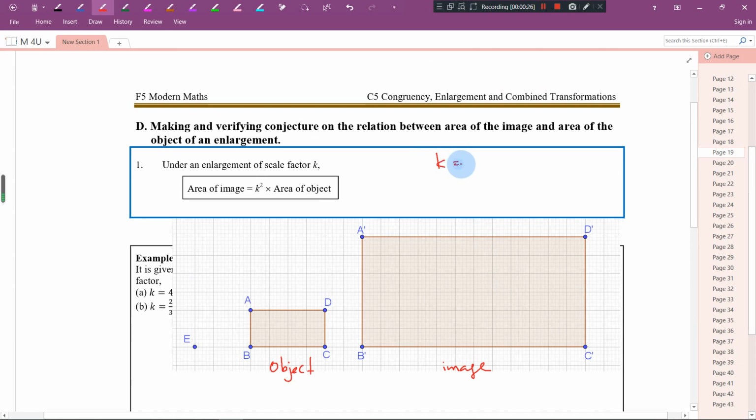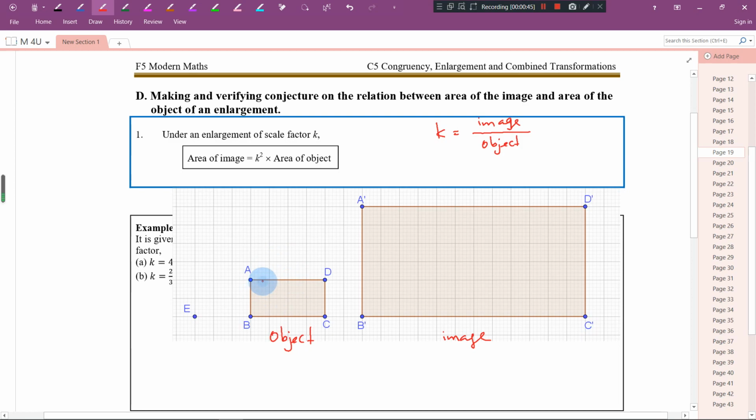Okay, first let's determine the scale factors of this enlargement. How do we find the scale factor of an enlargement? We take the length of a side of the image divided by the length of the corresponding side of the object. So remember, image on the top, object at the bottom. Now let's look at the length and the width of the object first.